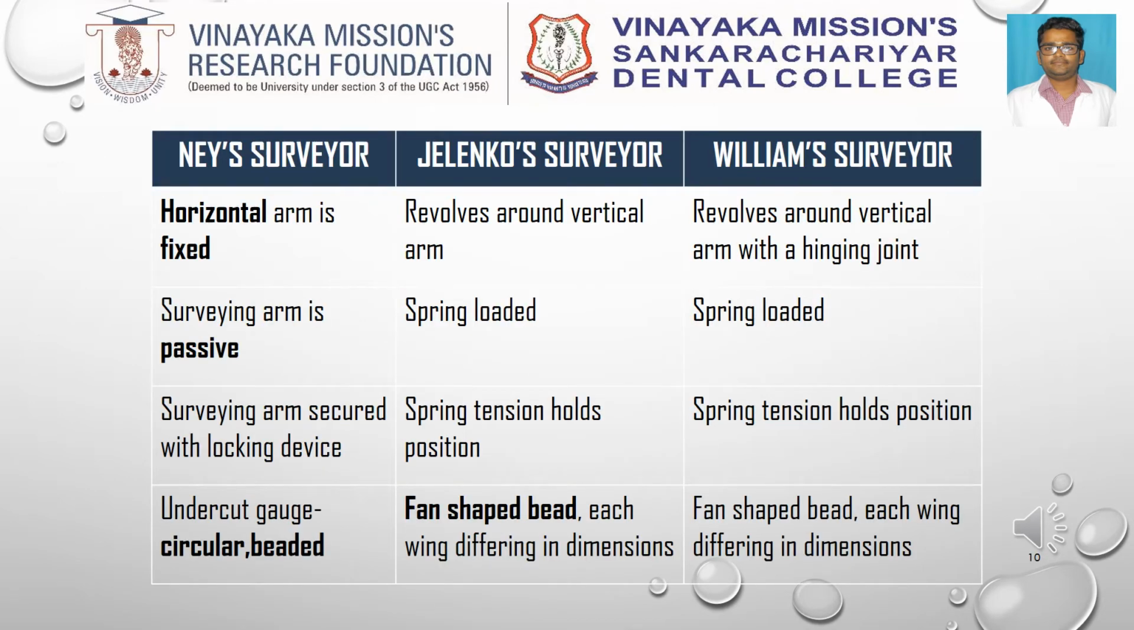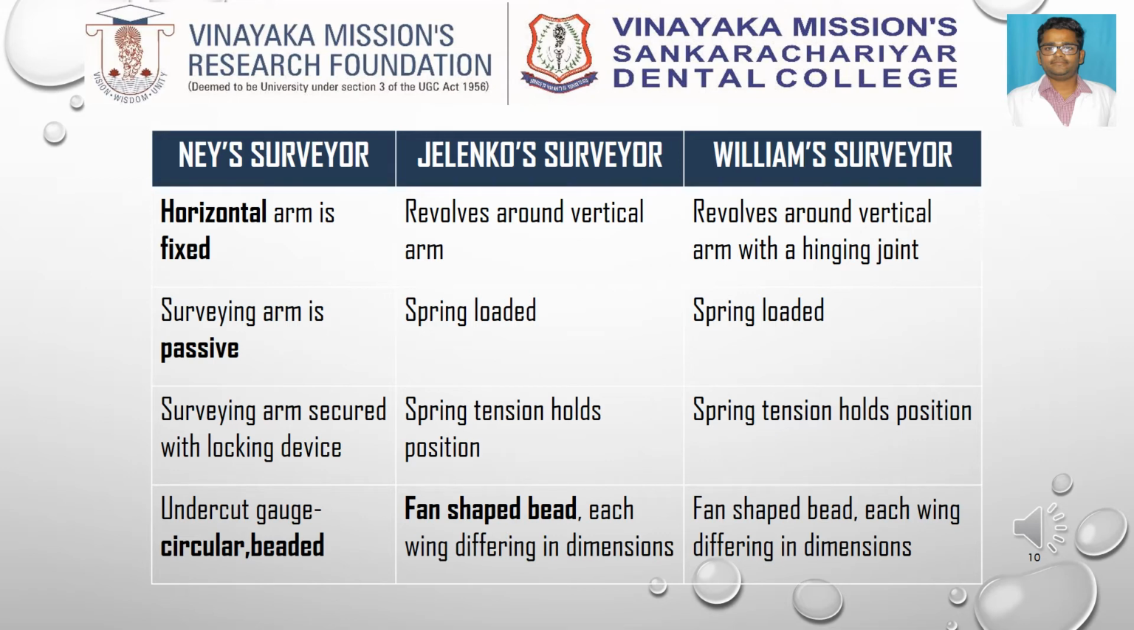Different types of surveyors are available, but the most commonly and widely used surveyors are the Nace surveyor, Jelenko surveyor, and Williams surveyor. These three vary in four different factors. First, the horizontal arm of the surveyor: in the Nace surveyor it is fixed, whereas in Jelenko's and Williams it revolves around the vertical arm. Coming on to the surveying arm, in Nace it is passive, but in Jelenko and Williams it is spring loaded.